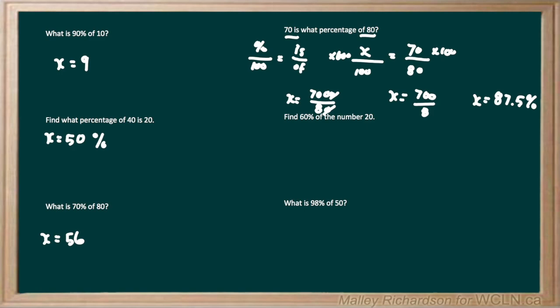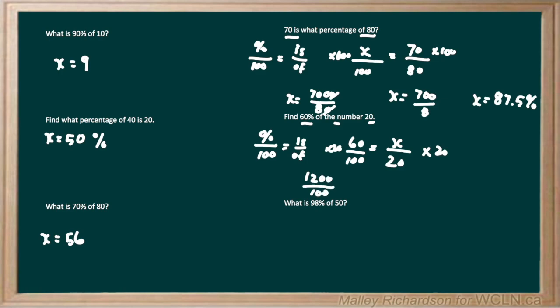Now we want to find 60% of the number 20. So again, we start off with our formula of percent over 100 equals is over of, and we are given the percent and we are given the of, so now we just need to find our is. So we have our percent over 100 equals is, which is our unknown, over of, which is 20. And to get x by itself, we're going to multiply both sides by 20, and we're left with 60 times 20 is 1,200 all over 100 equals x. And then these zeros can cancel out, and we're left with 12 over 1 equals x, which is the same as x equals 12. So 12 is 60% of 20.